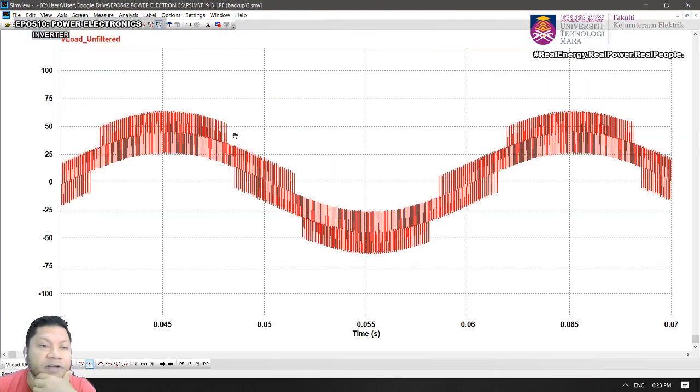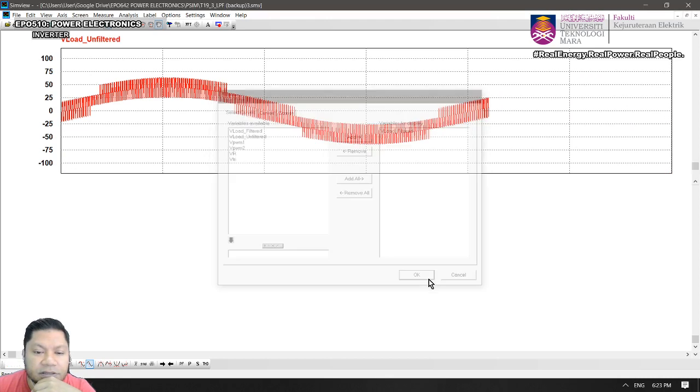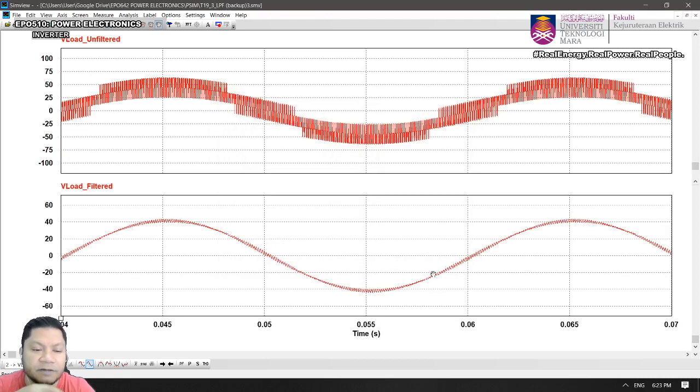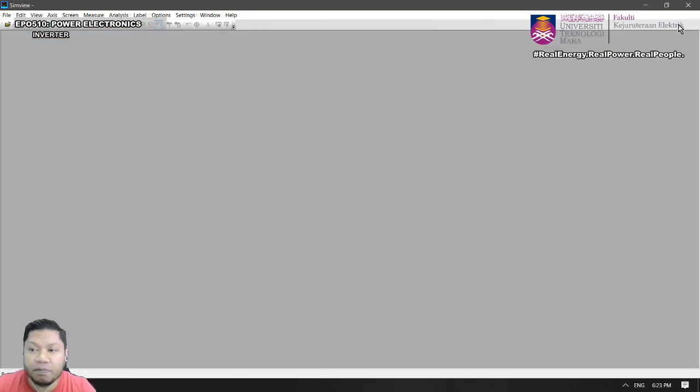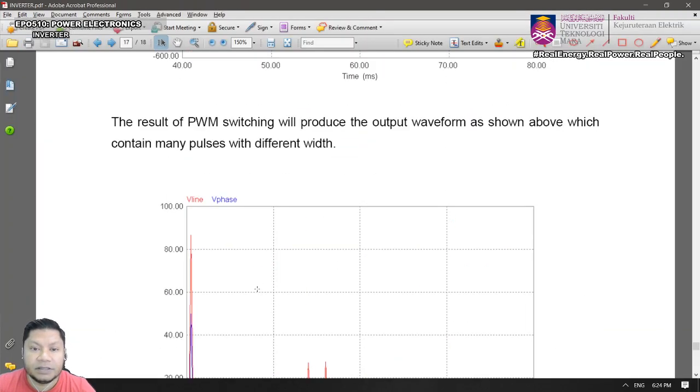And then V load filtered. So there is the voltage after the filter. You have a nice sinusoidal signal after you put in the filter. So this is the advantage of using that PWM compared to the previous 120-degree and 180-degree conduction modes. Okay, I think that's it.